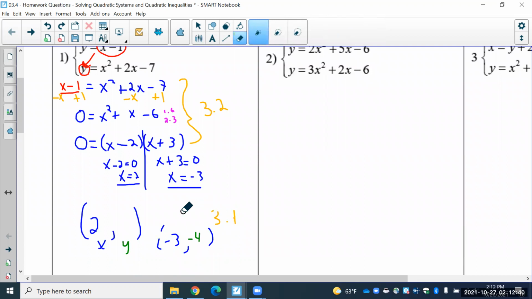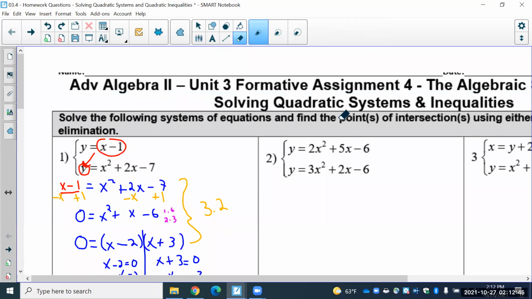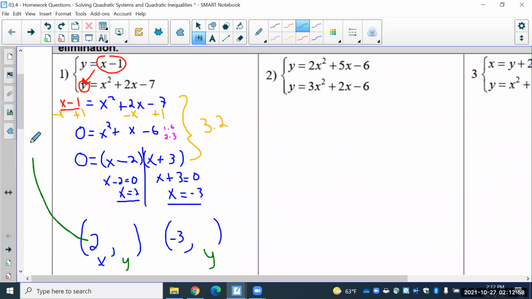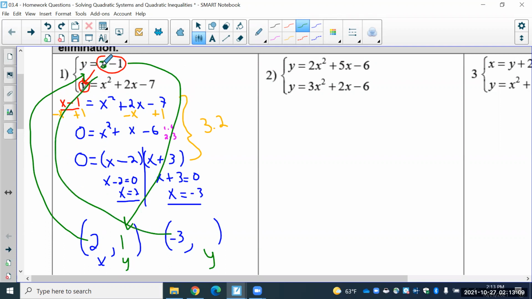Now, what do I mean by that? In 3.4, you have points, and it says it right in this instruction, find points of intersection. And so when I look at these problems, what I have right now is I have 2 in the x position and I have -3 in the x position, but the problem is I need to find the y. And the way you find the y is to take 2 and put it in the original problem. If I put 2 right here, I would get 2 minus 1, and that will give me 1. If I put -3 in here, now I have -4, and that gives me the points.